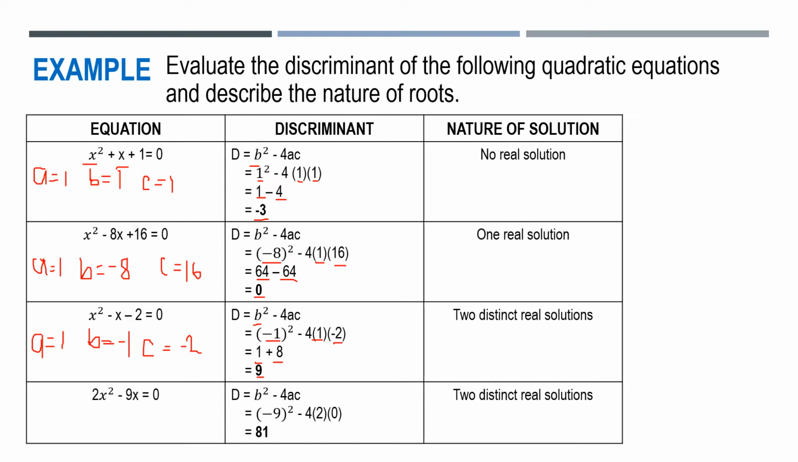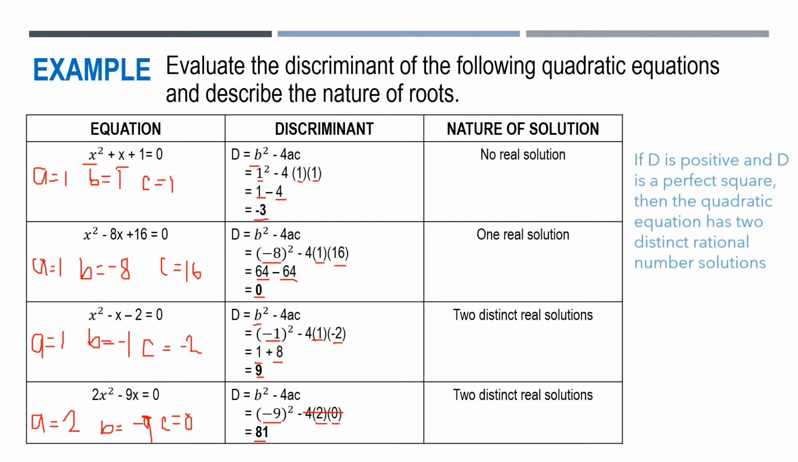Last, we have 2x squared minus 9x equals 0. So, our a is 2, our b is negative 9, and our c is 0 since wala tayong value ng c dito sa equation na to. So, b squared minus 4ac, ang b natin ay negative 9. So, negative 9 squared minus 4 times yung a ay 2, yung c ay 0. Any number na i-multiply kay 0, 0 ang sagot. Pwedeng cancel na yan. So, negative 9 squared ay 81. Positive siya, kaya two distinct real solutions. And ang two distinct real solutions, may dalawa yan.